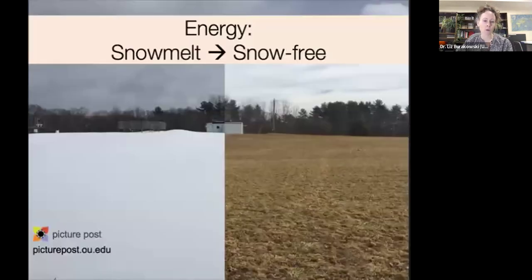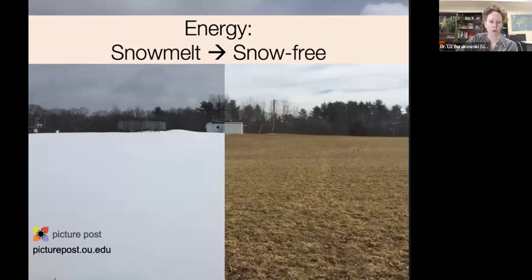So when you are losing snow, you're rapidly shifting the amount of energy in the ecosystem. Snow is a great reflector, reflects a lot of the sun's energy. And once you get into a snow-free state, now the ecosystem is absorbing more of that energy and things start to warm up really quickly.